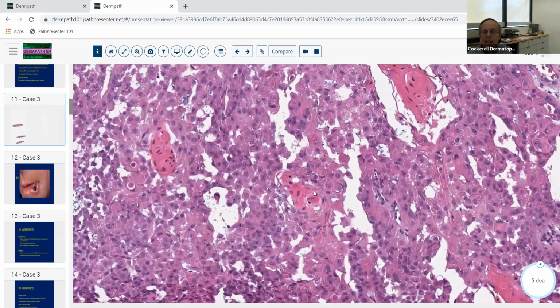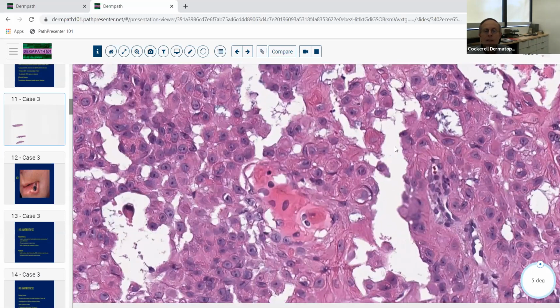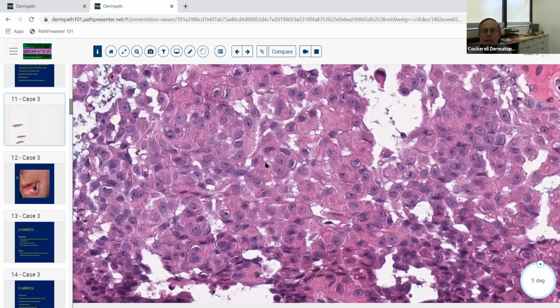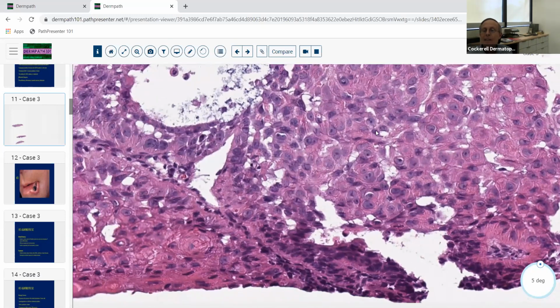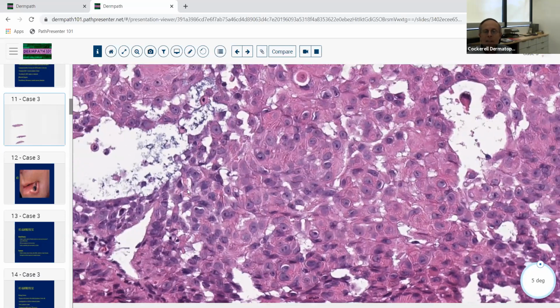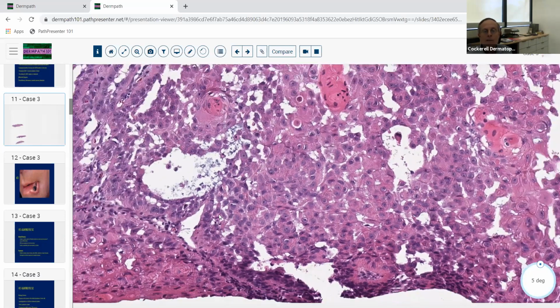And as you go to highest magnification, you can see that there are some individual cells that are in mitosis. They're falling apart. Notice that there's no dyskeratosis here. So this is an example of an acantholytic squamous cell carcinoma in this case.